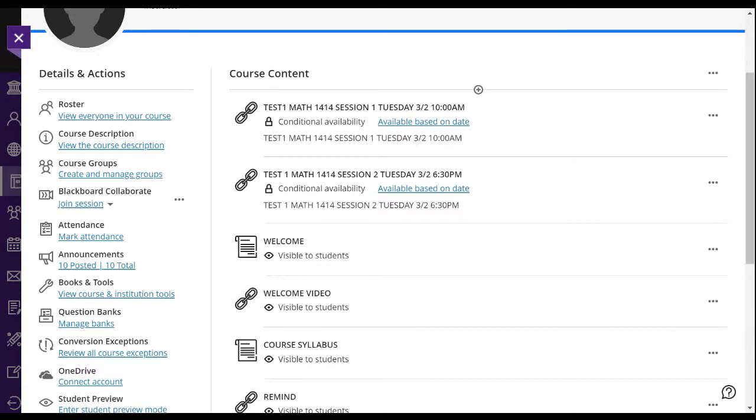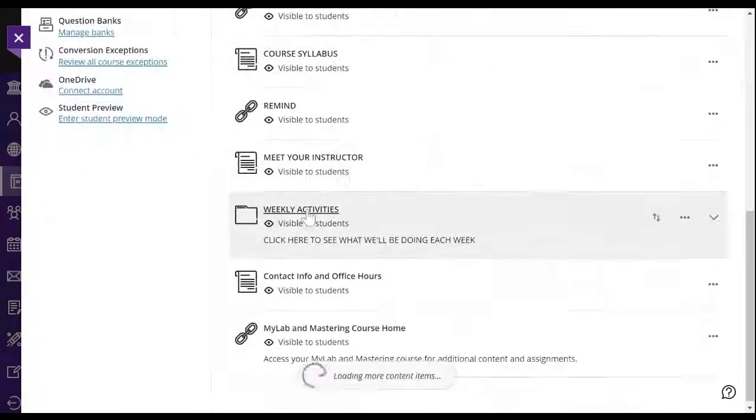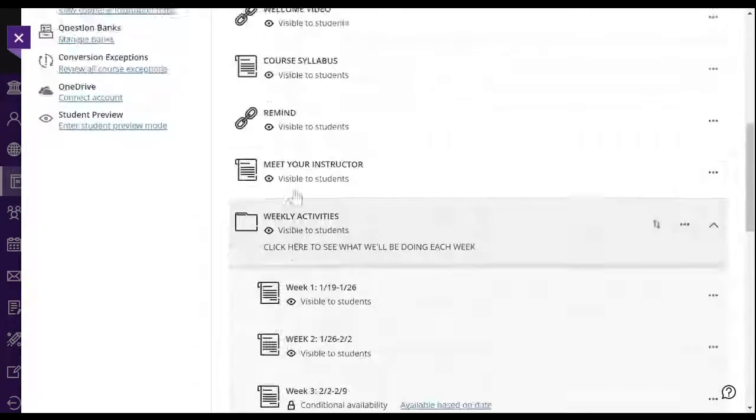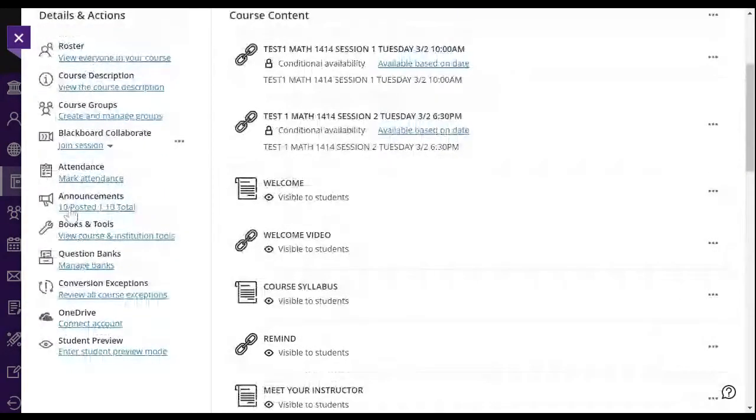Yeah, so the formula sheet, if you look, right here under weekly activities, if you click on that, it's going to be in the week 6 and 7 folder. It'll be there. I sent it to you guys in the announcements as well over here.